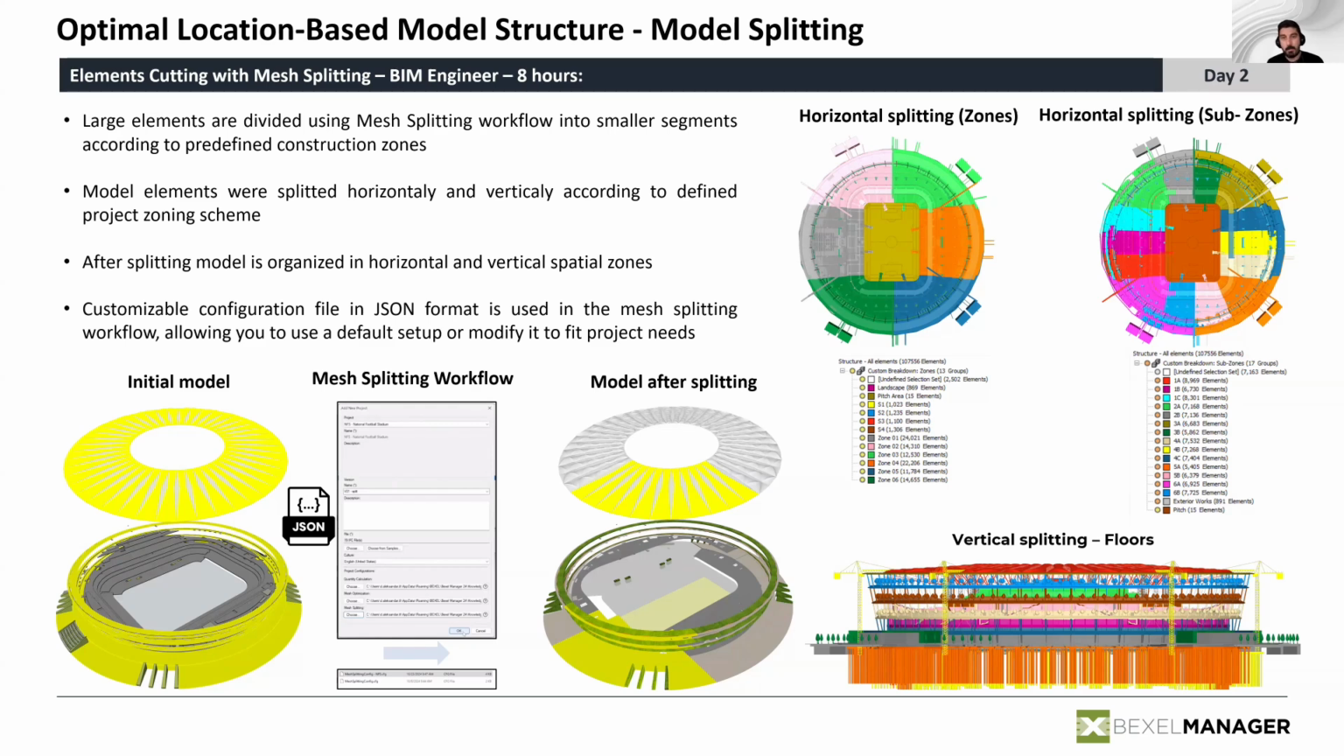And this is the struggle that, I mean, probably all of you already have. So the first thing is you get the model that is done by the designers. It is completely natural that designers simply don't have in mind technology of execution. They simply don't have in mind the way the building is going to be built and all the struggles that you're going to have on the construction site. So the first thing was optimal location-based model structure.